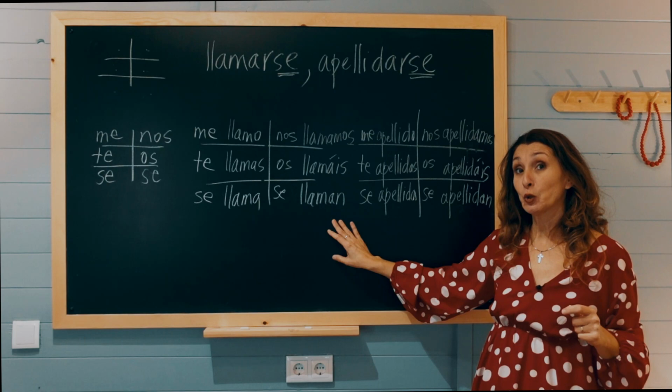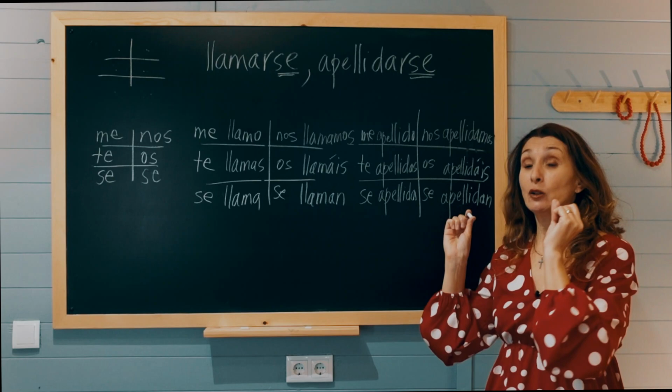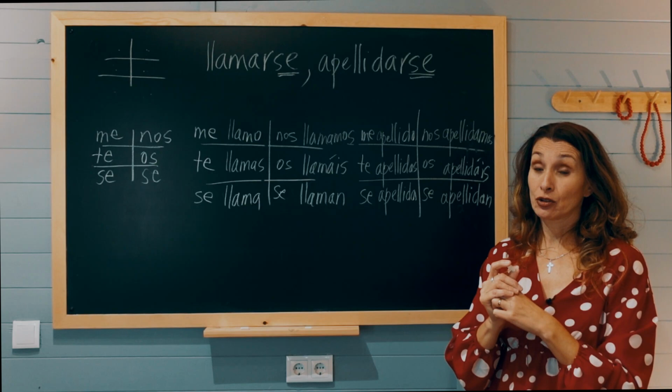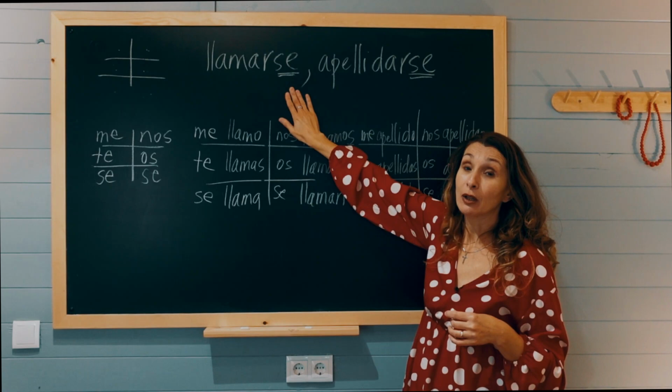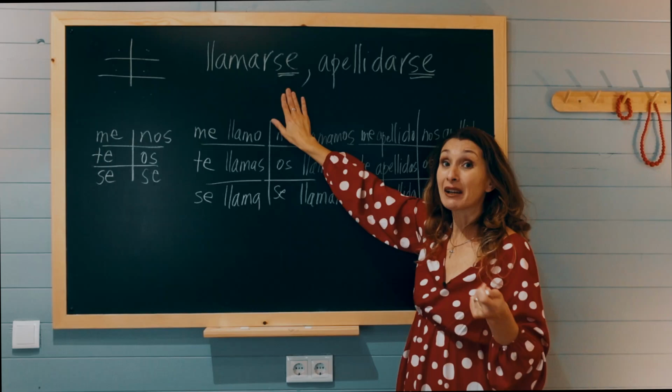Okay, good. Okay, so this was really just to show you how when I say the grid works for the pronouns, it works for the verbs. Well, here we see both in action together. Why? Because we actually have a verb with a pronoun as a part of it, okay? It's not llamar, which is a different verb with, you know, slightly different meaning. It's llamarse, okay? And apellidarse, okay?